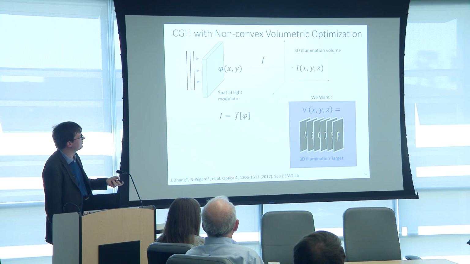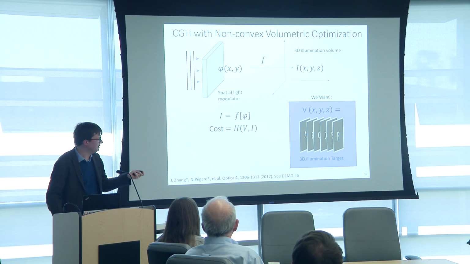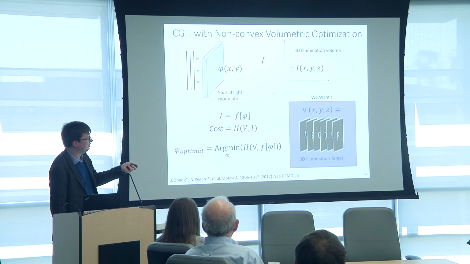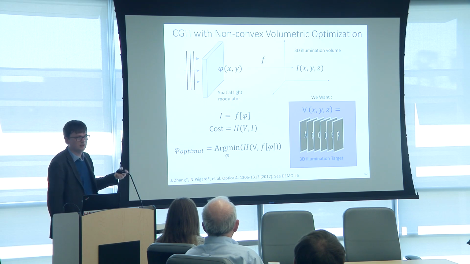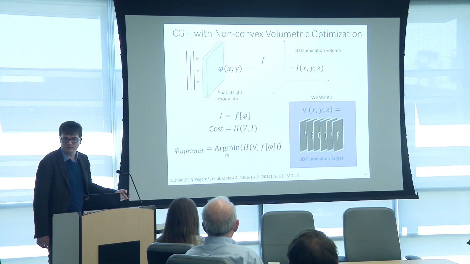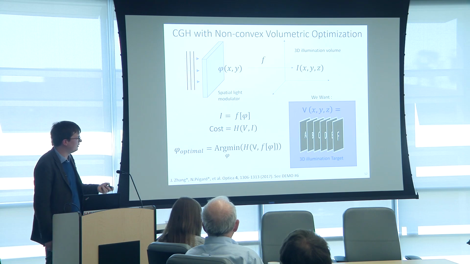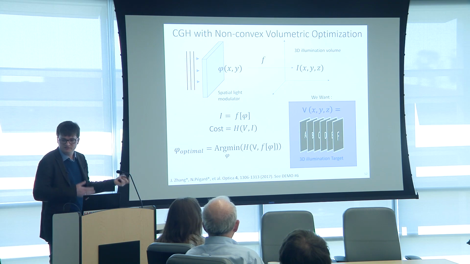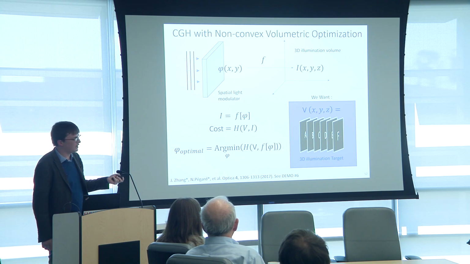What we'd like to do is create an illumination pattern V of xyz. That's my target. And I can put up a cost function that defines how well I'm doing, so I compare V and I. What I would like to do for holography is find the phase that minimizes the cost between the illumination pattern I want and the illumination pattern that my optical system renders when I apply the specific phase pattern. So this is a highly dimensional, non-convex optimization problem. The one thing you should not be doing about non-convex problems is try to solve it with gradient descent. We did just that.